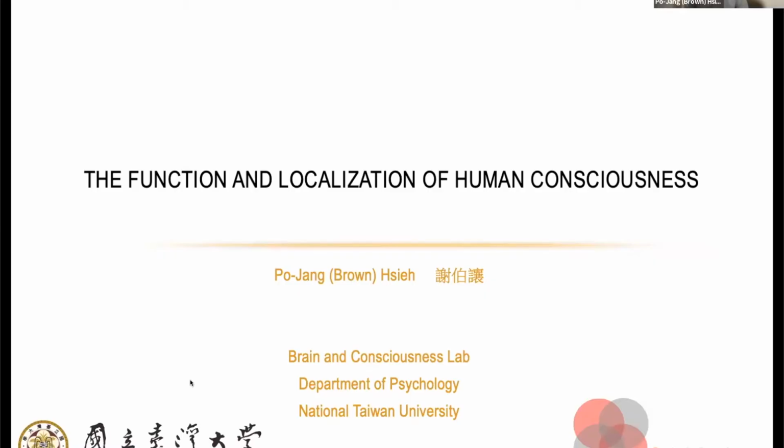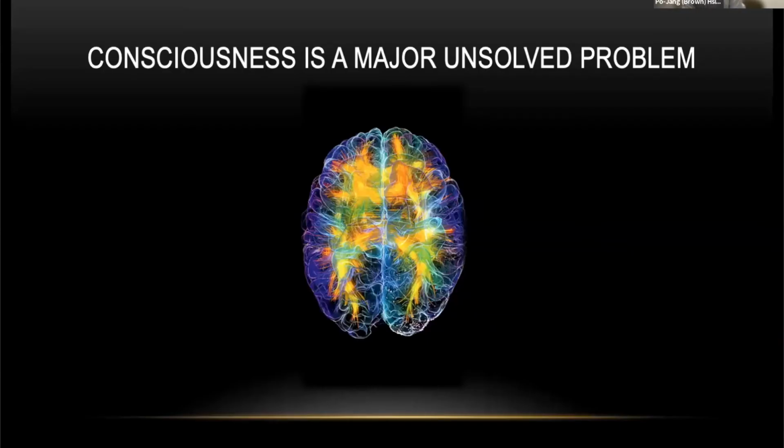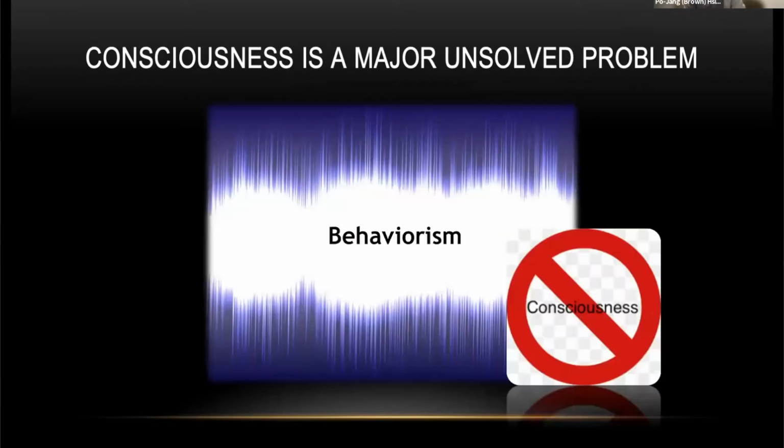Okay, so today I'm going to talk about the function and localization of human consciousness. Now, consciousness is a major unsolved problem in science. Even until today, scientists still have no idea how a physical system like the brain can ever have subjective experiences. Also, due to this subjective nature of consciousness, this topic was once a forbidden topic, especially in the time of behaviorism.